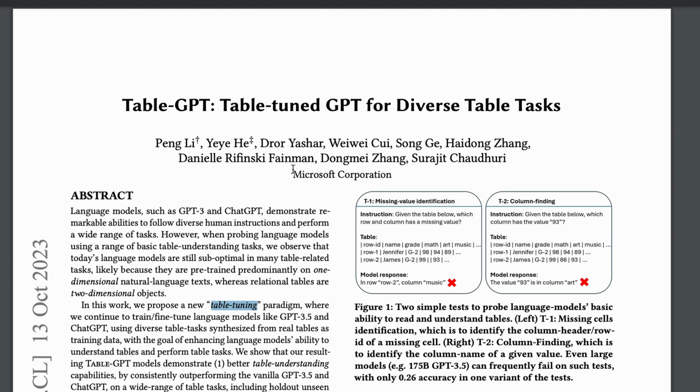Once again, this is from Microsoft. Very surprisingly, Microsoft seems to be investing quite a bit of time in improving large language model understanding of tables. The point that they're claiming is that while large language models are better at one-dimensional tasks with natural language, they're not really good at relational tables, which are usually two-dimensional objects. So what this paper is trying to do is introduce this paradigm called table tuning and also demonstrate some capabilities.